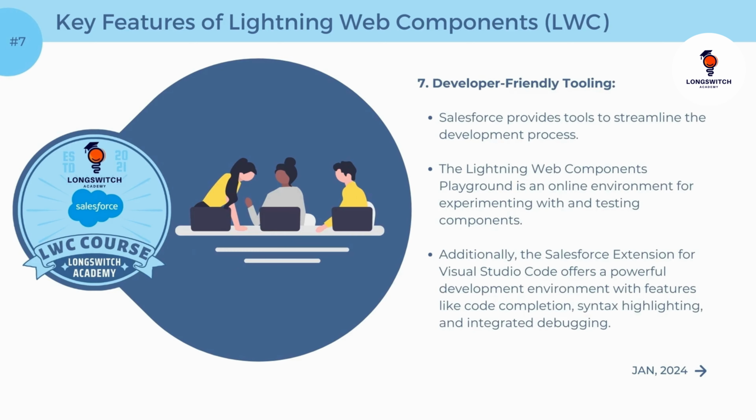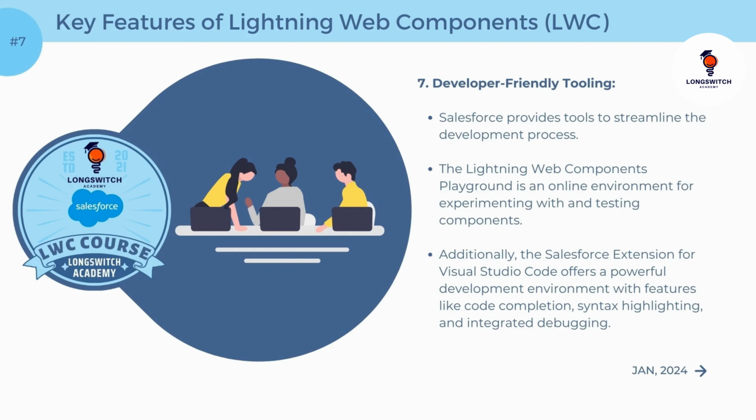The seventh key feature is developer-friendly tooling. Let's understand with an example. In the world of Salesforce development, the platform offers some handy tools to make the developer's job easier. One of these tools is the Lightning Web Components Playground, an online space where developers can try out and test their components. It's like a virtual workshop where they can experiment without affecting the main Salesforce setup.